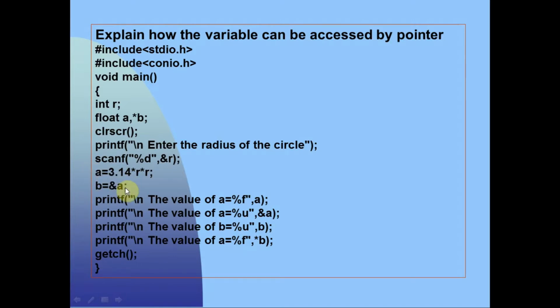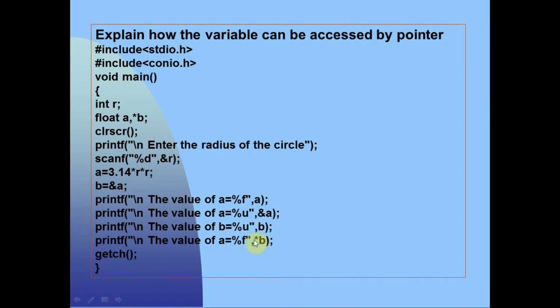The address is stored into b, that is the pointer variable, so a is directly printing the data. We already know the calculation, 3.14 into r into r. This data is directly printed in floating format. Then ampersand a is printing the address of the a variable. So b is displaying the address of the a variable.